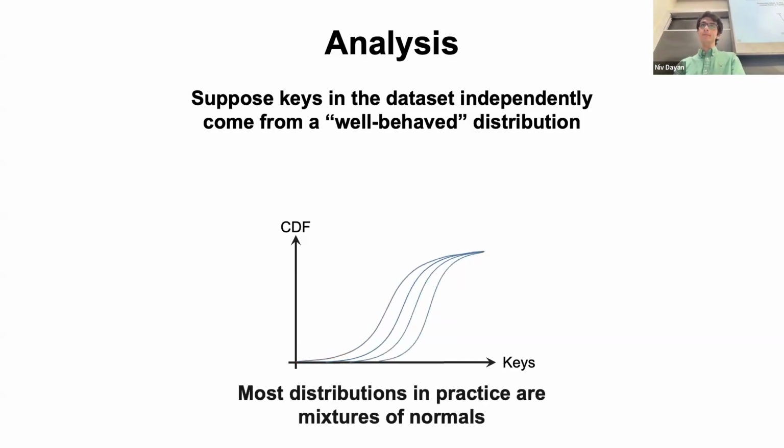Okay. Most of the time, you expect to see distributions in practice that are mixtures of normals. Many natural distributions are going to be multimodal distributions, like they're going to have multiple peaks, and each one of those peaks you can model as a single normal distribution. They're going to be like a mix of these guys.